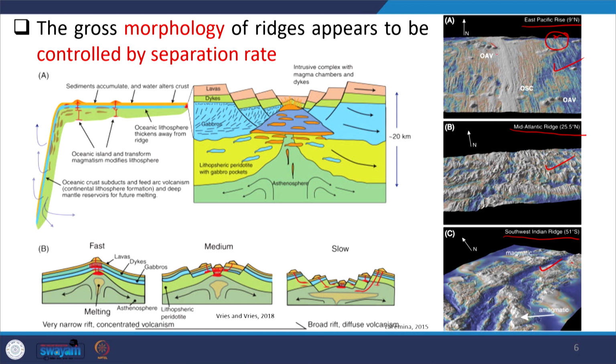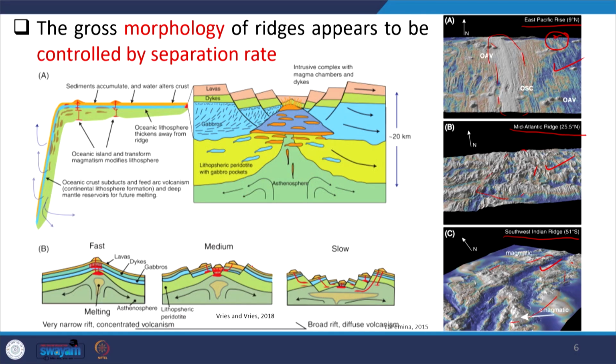Now you see, depending upon the rate of spreading, how the topography is changing. Here we are getting relatively smooth topography, then here relatively rough topography, and here the most rough topography. So, the morphology, the geomorphology, the topographic expression of this mid-oceanic ridge system, is totally controlled by the rate of spreading.